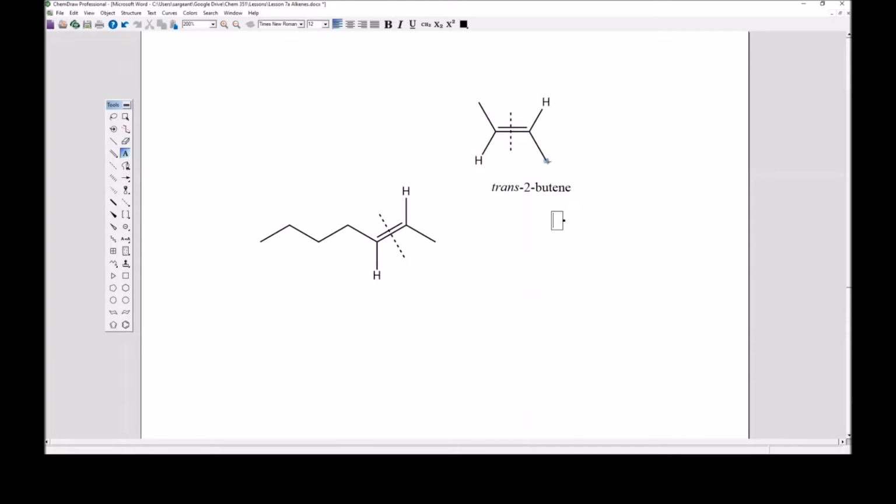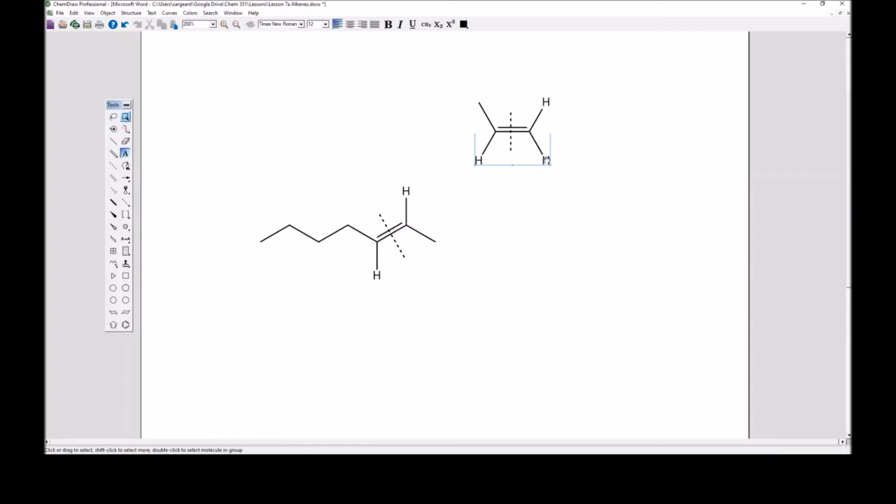If now I put a second hydrogen on this side right over here, oops, the hydrogen didn't go where I wanted it to. If I put a hydrogen right here, this is no longer a cis or trans compound, and the reason for that is that this doesn't matter. There's no difference between the top or the bottom side of my double bond.